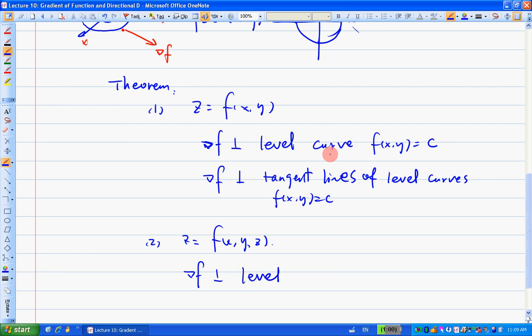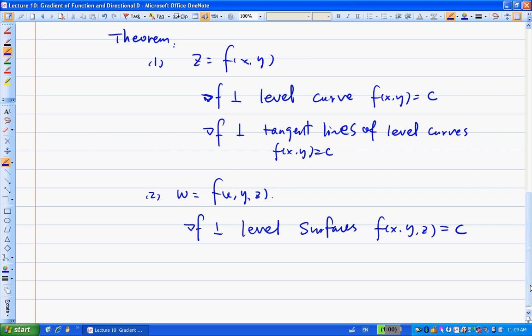Instead of level curves now, it's going to be what? Level surfaces. Okay. What level surfaces? This is when w, not z here, sorry, w, equal to any constant c. So level surfaces means this. That's level surfaces.